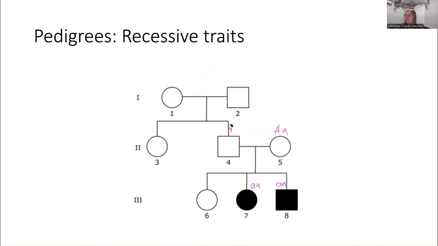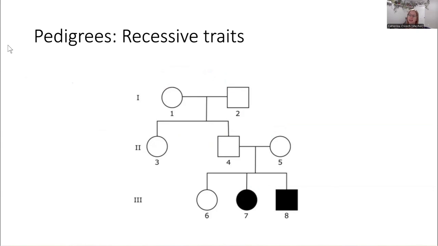Cool. We could figure it out, though, if they had more children. If they had more children, maybe eventually they would have an offspring that's affected. And if they did, we would know that they were both heterozygous, because then we would know that they both had the recessive allele to pass on to their offspring.